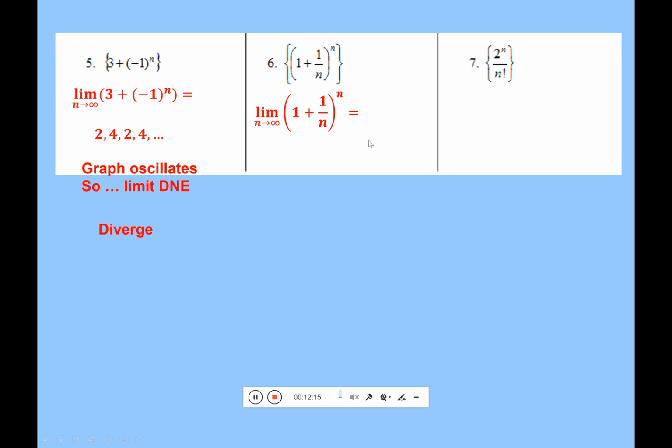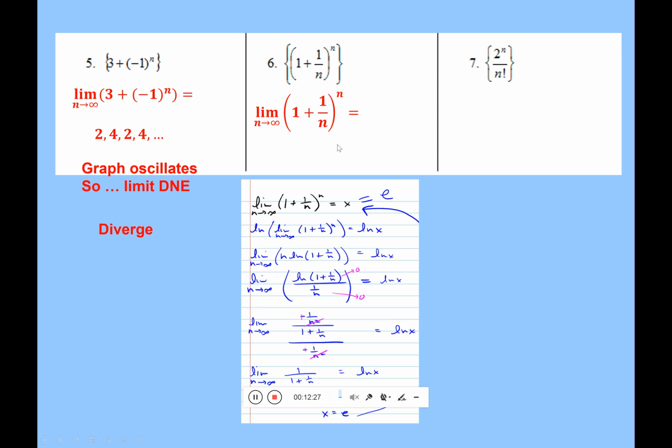Okay, number 6, I'm curious, does that look familiar at all? We barely mentioned it a while back. We actually said that that limit comes out to equal e. It was one of those that we went all the way through and I said, hey, it just comes out to equal e, and you can look at the work if you want to, but I wouldn't worry about it. I would just recognize that pattern. And since it equals e, that's a constant, so that means the sequence converges.